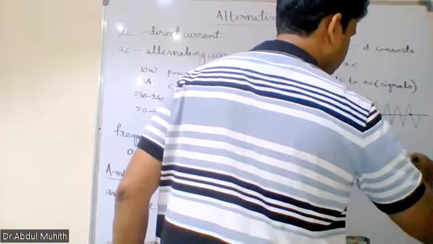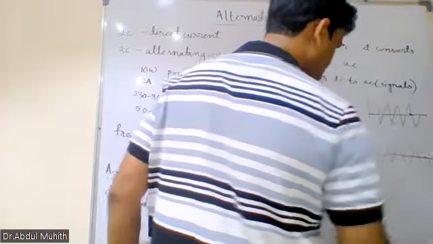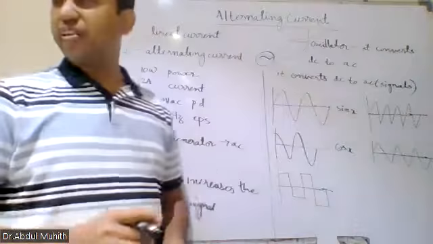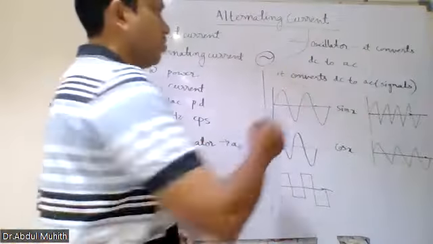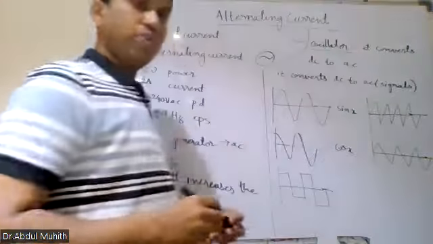Why do we need these graphs? These are the outputs. What is happening is that it converts AC to DC signals.